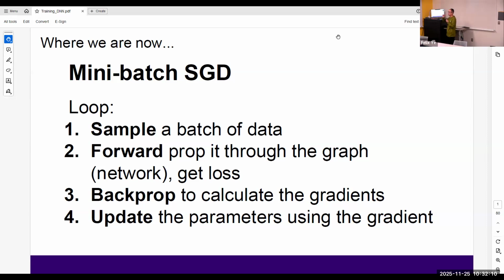So this is a very straightforward way, and you have seen this kind of style in other machine learning models in the past. But the difference is that in deep neural network models, the backward propagation to calculate the gradient is the key. So actually, the most difficult part is step 3.